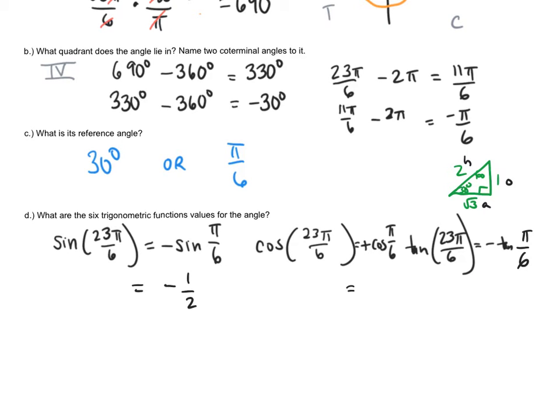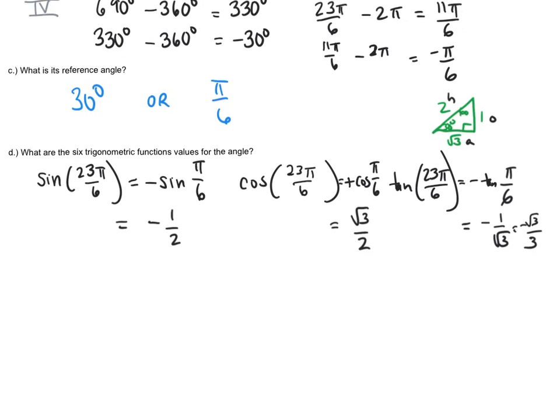For the cosine of pi over 6, it's adjacent over hypotenuse. So that's radical 3 over 2. And for tangent of pi over 6, it's opposite over adjacent, which is going to be negative 1 over radical 3, or negative radical 3 over 3. Now this is one way to go.